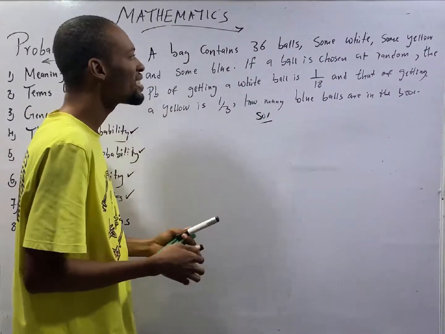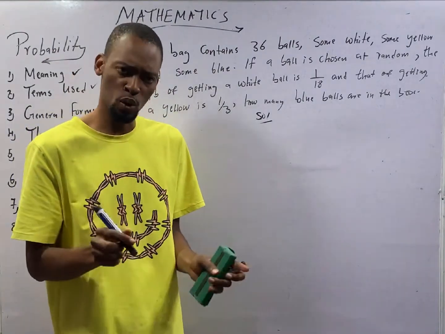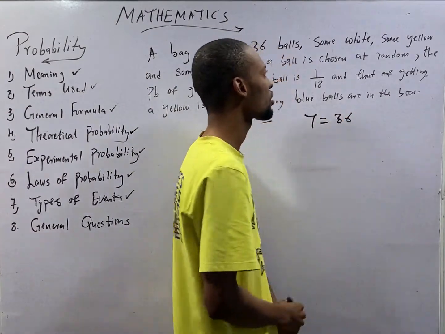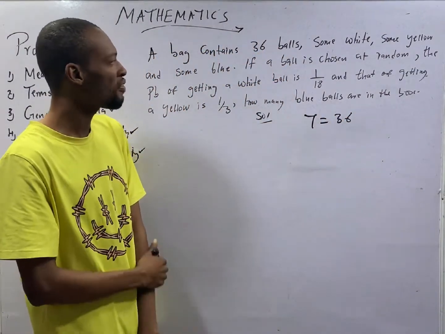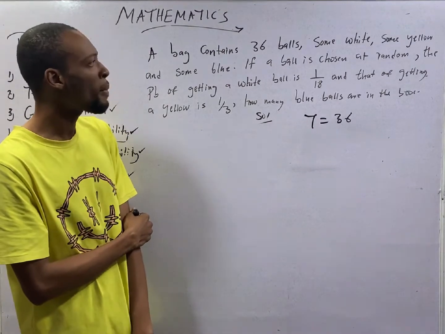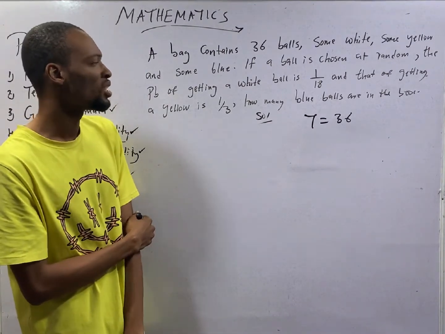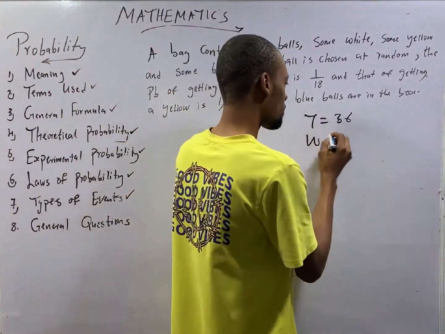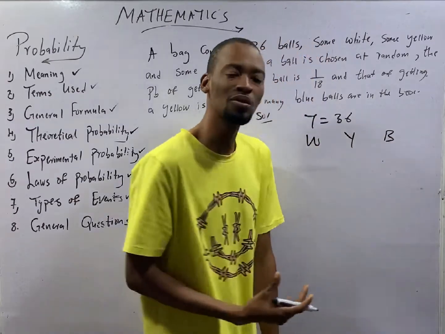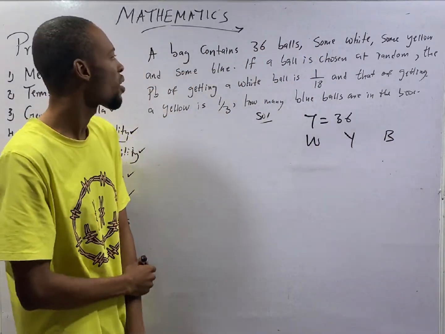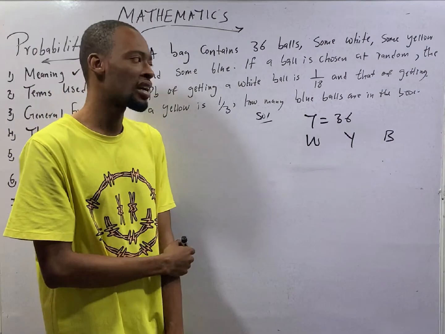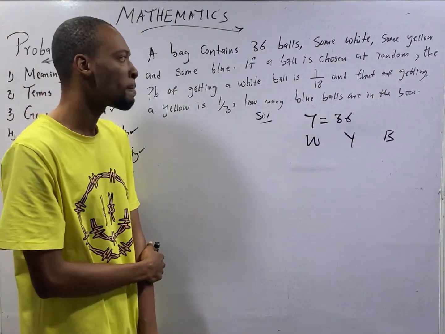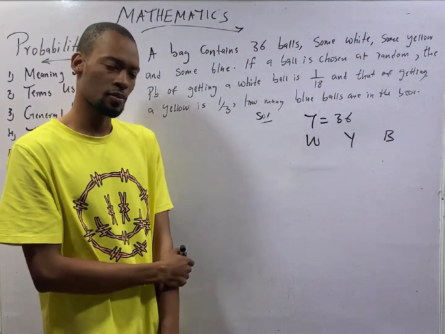A bag contains 36 balls. Total equals 36. Now, out of these 36 balls, some are white, some are yellow, and some are blue. Meaning we have white, yellow, and blue balls. If a ball is chosen at random, the probability of getting a white ball is 1/18.